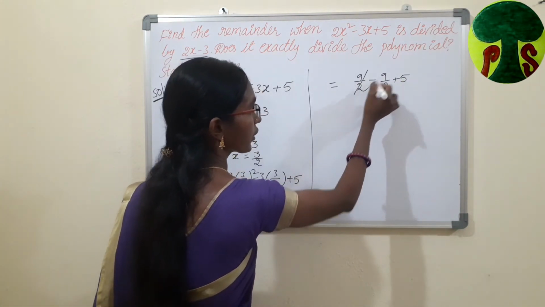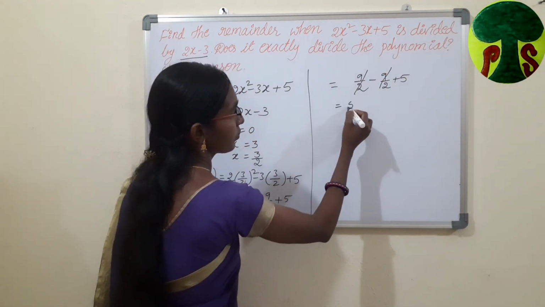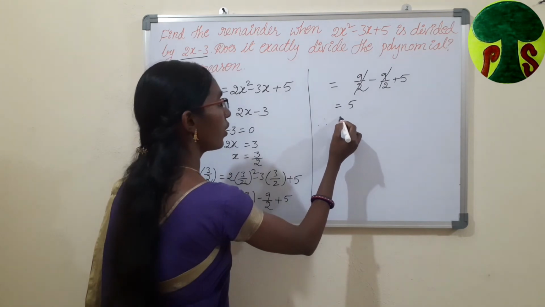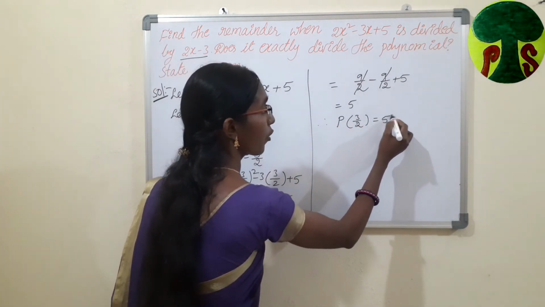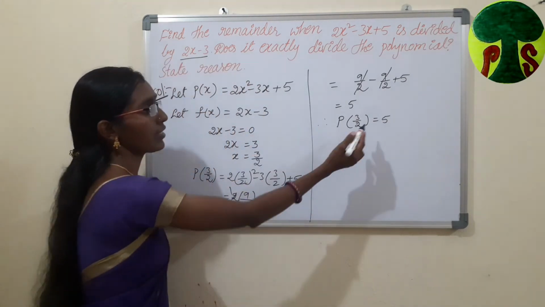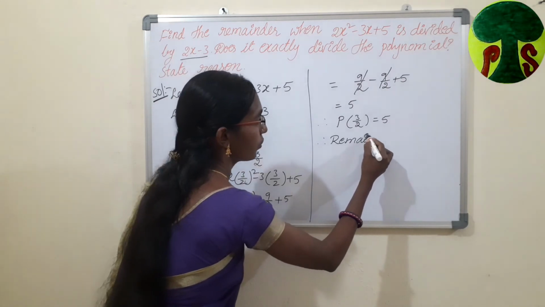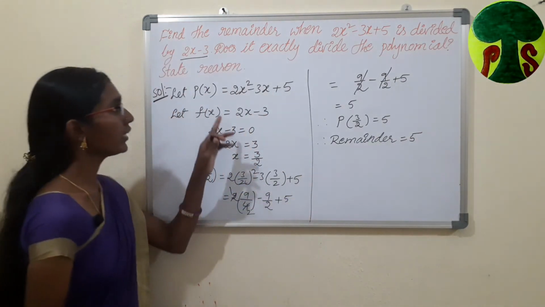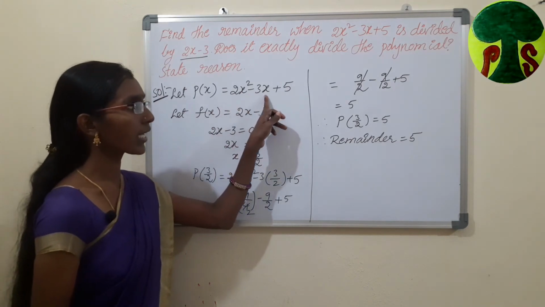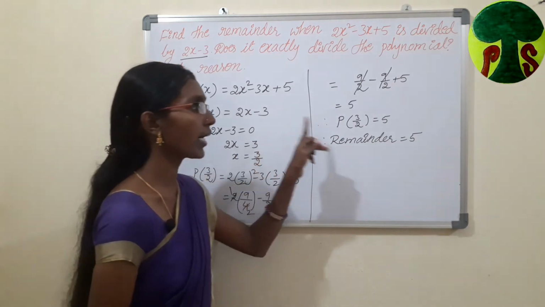Here plus 9 by 2 minus 9 by 2 gets cancelled. The remainder is 5. Therefore, the value of p of 3 by 2 is equal to 5, which means the remainder is 5. When we divide 2x square minus 3x plus 5 by 2x minus 3, we will get the remainder as 5.